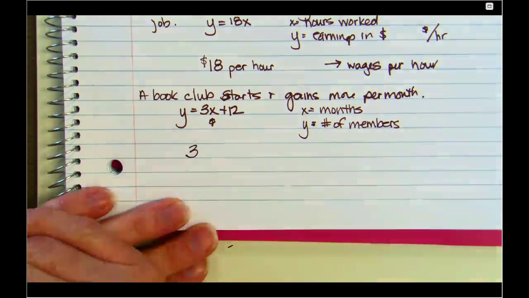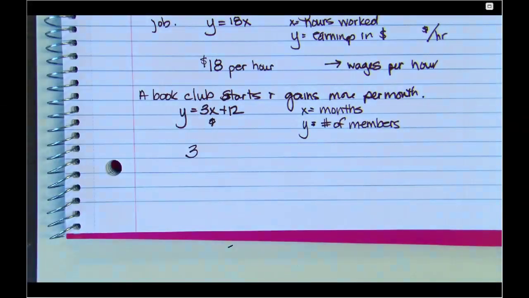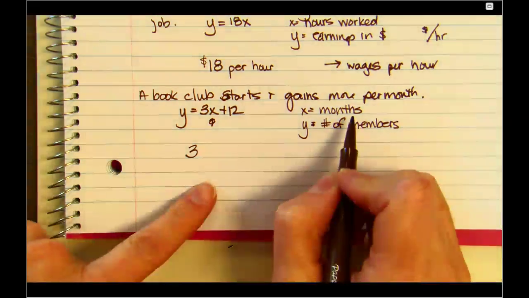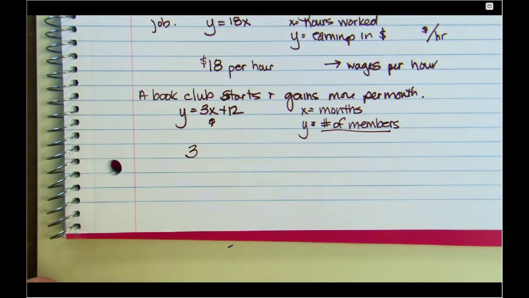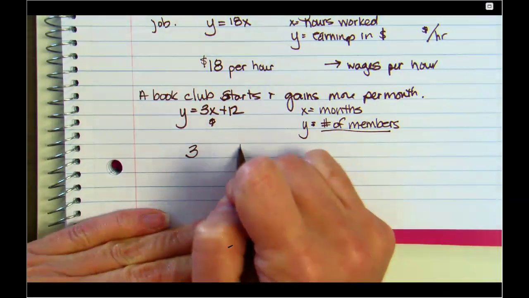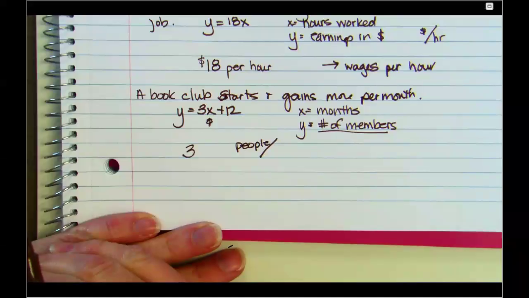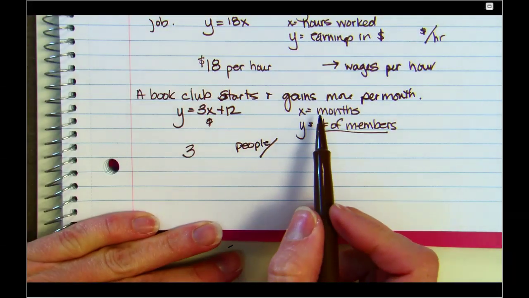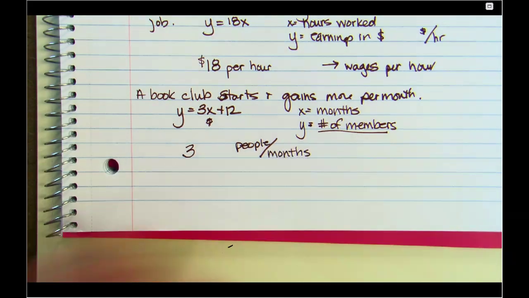Okay, so slope is y over x, you guys, and you know that because the slope formula is y2 minus y1 over x2 minus x1. It's y's over x's. So what is the y? If we're talking about members, what's the units of that? People. Yeah, it's people. Okay, and there's my line. This is gonna sound like a dumb question. What are we measuring months in? Months. Months are months, right? That's our x thing.